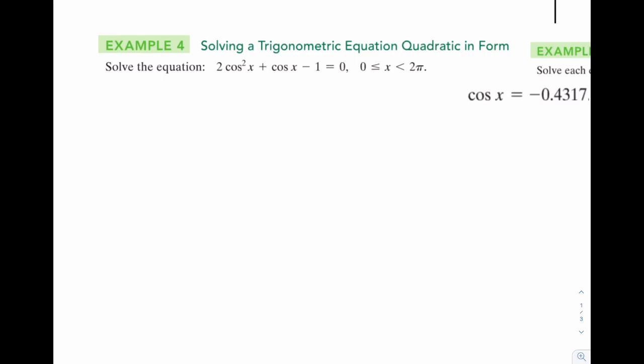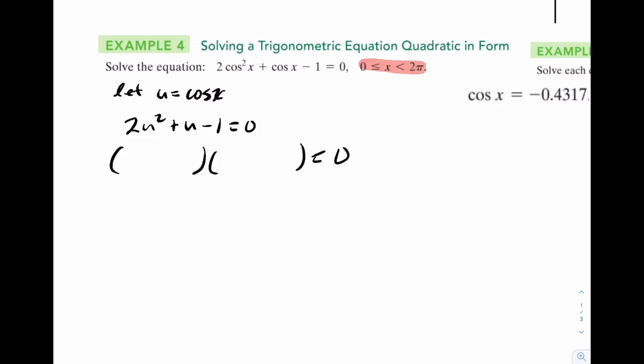Okay, next one, solving a trig equation quadratic in form. So you could just straight factor this. Some people like to do a u sub, so I'm going to show you that. Let's let u equal cosine x. That will make it 2u squared plus u minus 1. That makes people much more comfortable, so you can do that if you like a u sub. Also, let's notice that there's a 0 to 2 pi restriction, so that makes it easier for us as well.